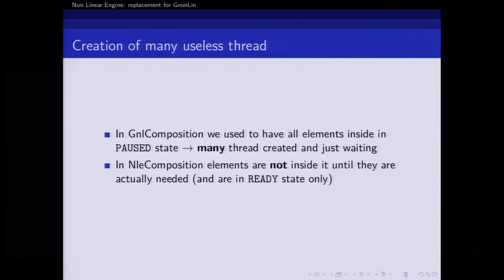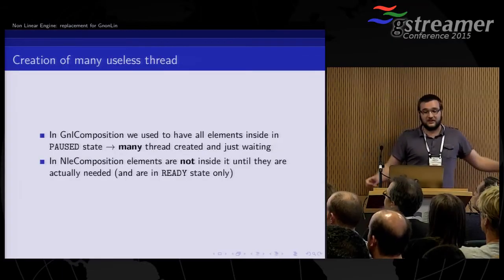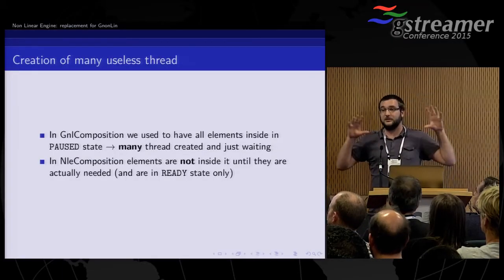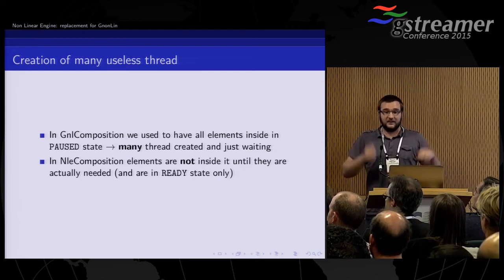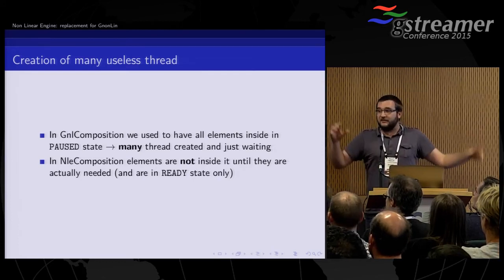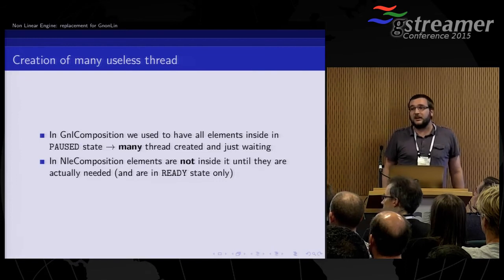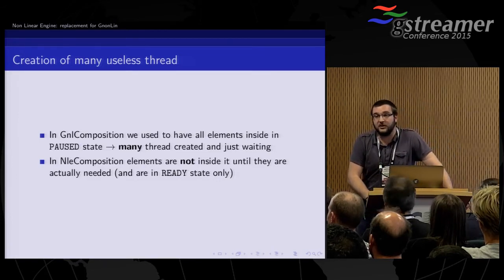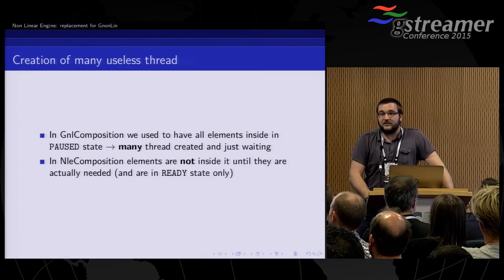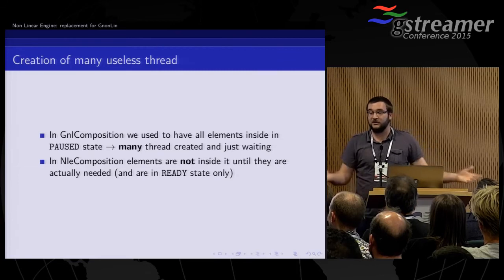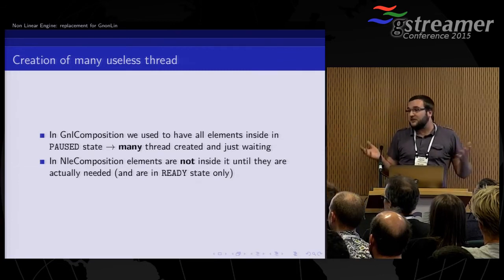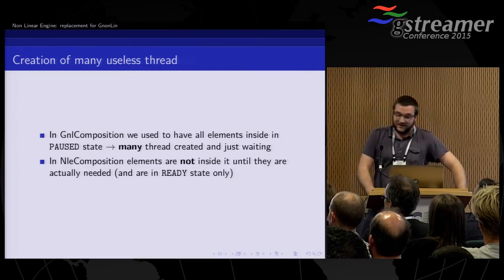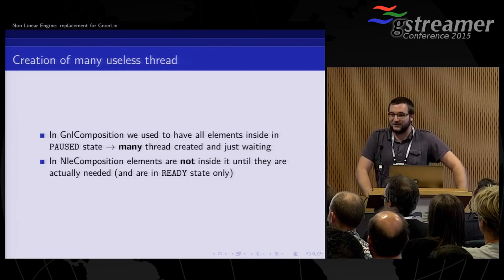And also, the GnonLin composition was just having all its elements in the paused state inside it. So it was just having all those threads. For example, if you had 100 clips inside the timeline, or 1,000, you could easily imagine 5,000 threads doing nothing, waiting for maybe sometime we'll need to do something. But it was actually not really a good idea.